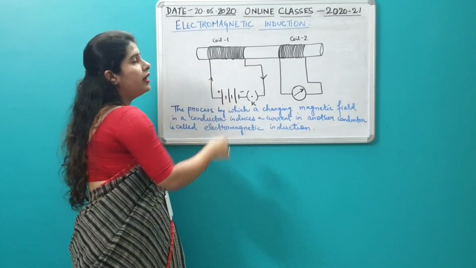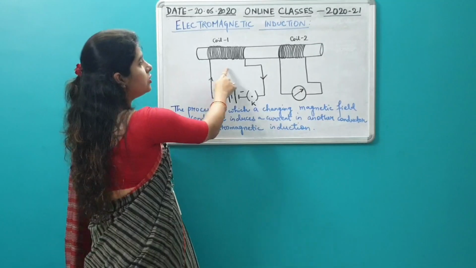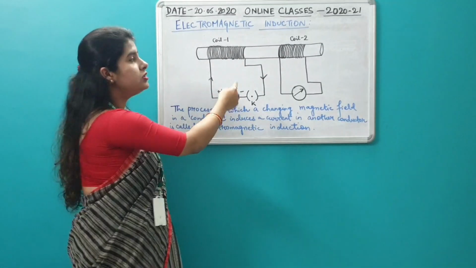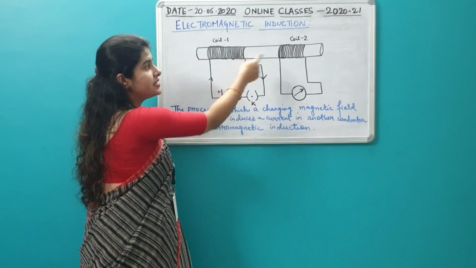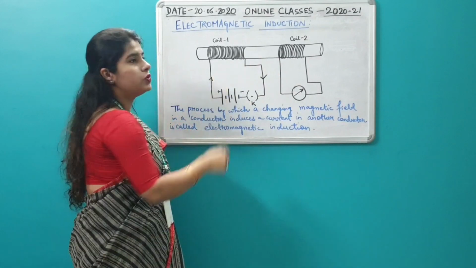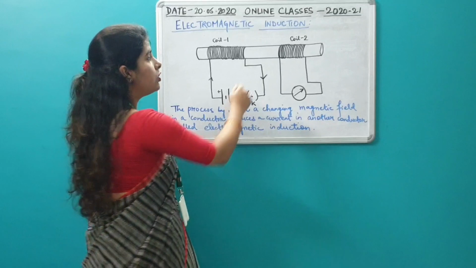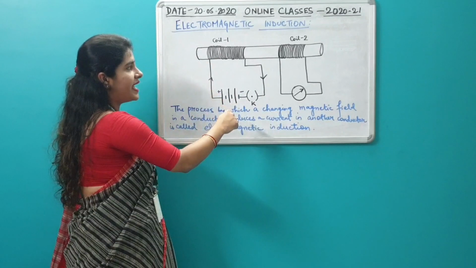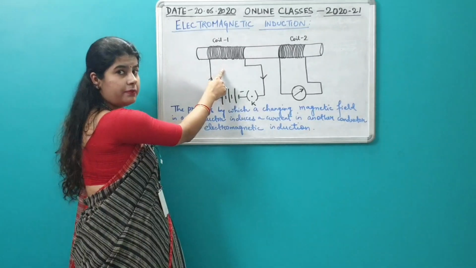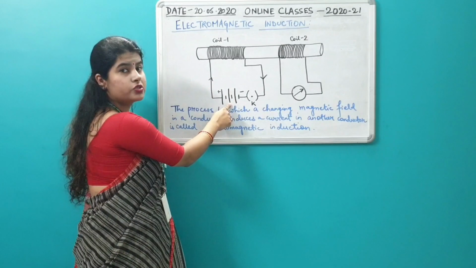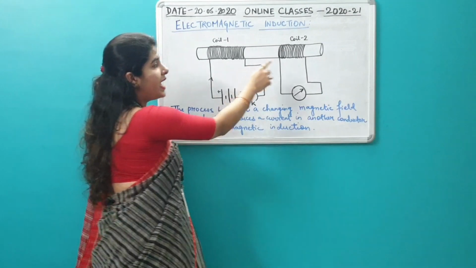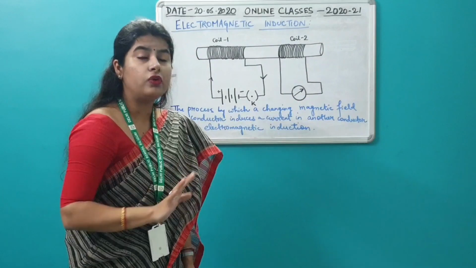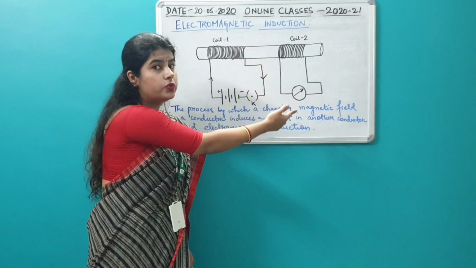And there are two coils, you can see coil 1 and coil 2. Coil 1 has more turns than coil 2. So coil 1 is known as the primary coil. Coil 2 is known as the secondary coil. You can see from the diagram that coil 1, the primary coil, is connected to the source of current through a battery, and coil 2 is just connected to a galvanometer. So there is no source of current in coil 2.